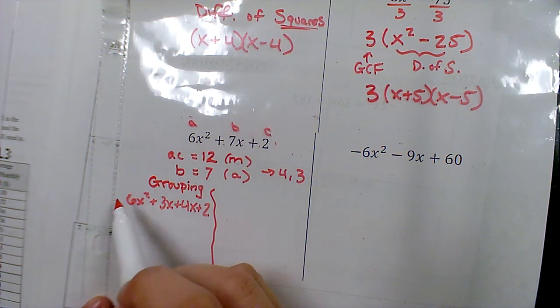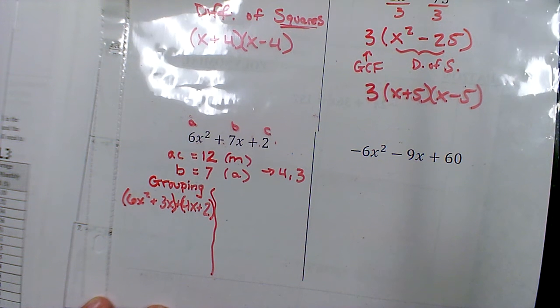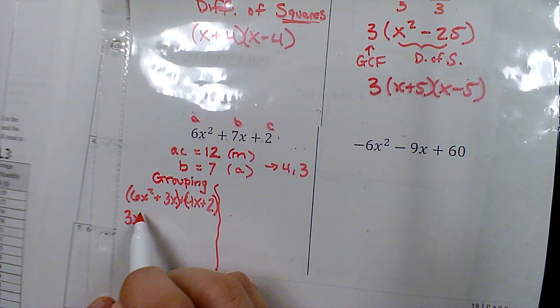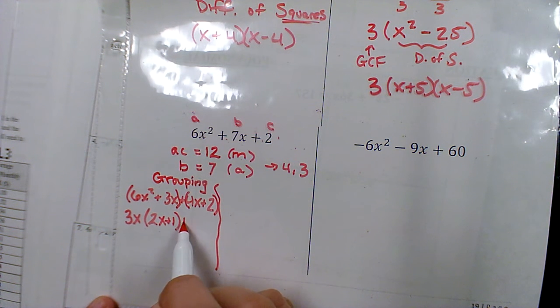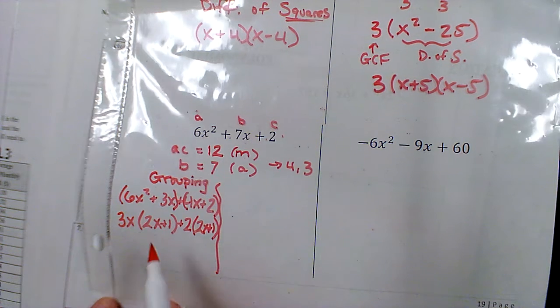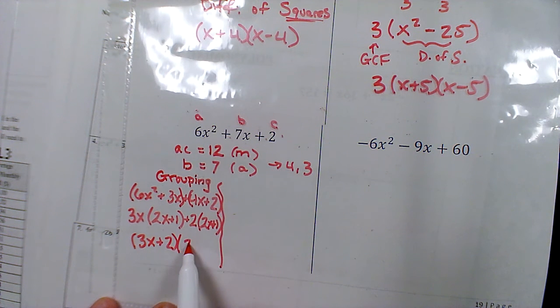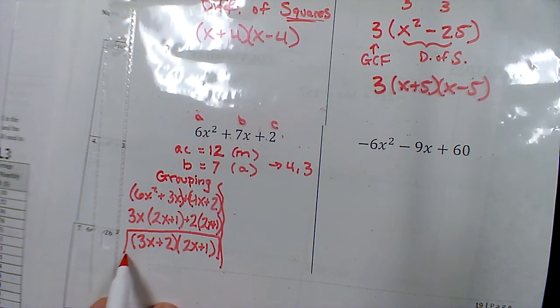Go ahead. So you group together the 6x squared with 3x, with 4x and 2 together. And then you're going to take out GCFs as well. So I took out 3x from the first one. Yep. And then I got parentheses 2x plus 1. And then I took out a 2 from the other side and got 2x plus 1. Yep. And then you take the stuff on the outside and put it in its own parentheses, which gives you x plus 2. And then since the other two match, it's 2x plus 1. Wonderful. All right. Perfect, perfect.